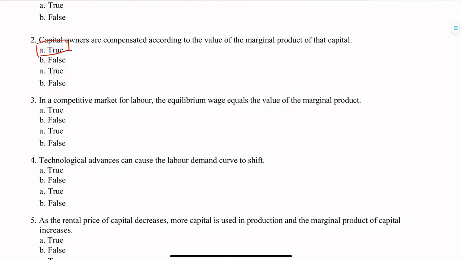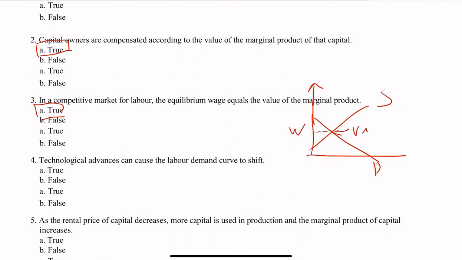Third, in a competitive market for labor, the equilibrium wage equals the value of marginal product. Well, that's definitely true. So basically, this is the demand curve, this is the supply curve. In the equilibrium, we will have a wage. And then the wage has to be equal to the value of marginal product because the demand curve is determined by the value of marginal product.